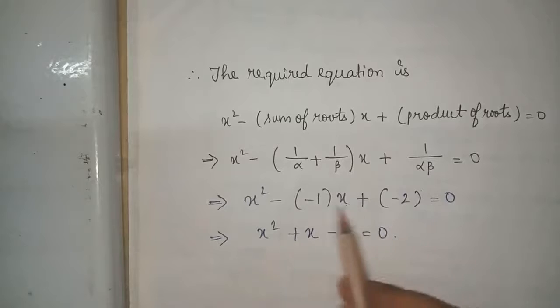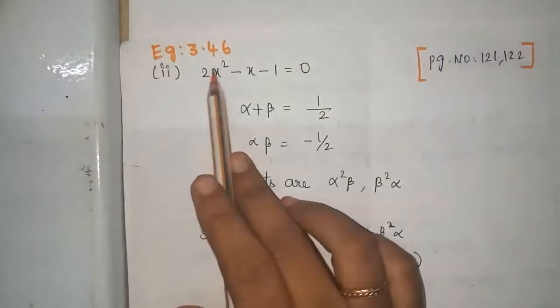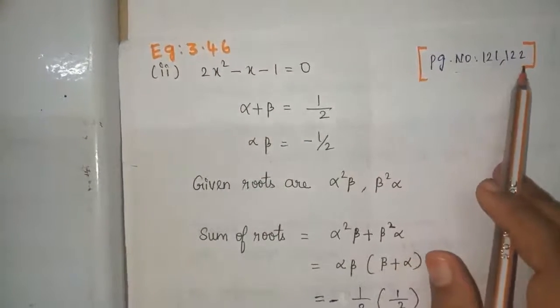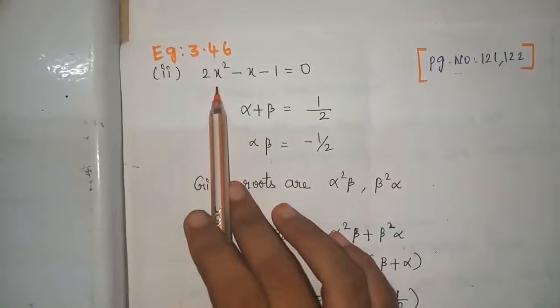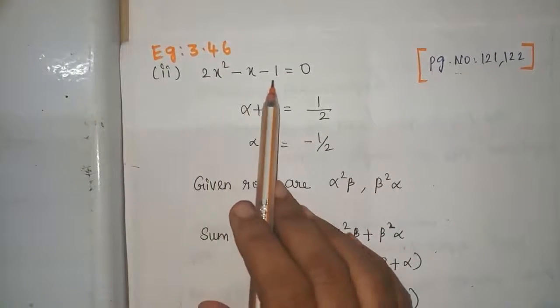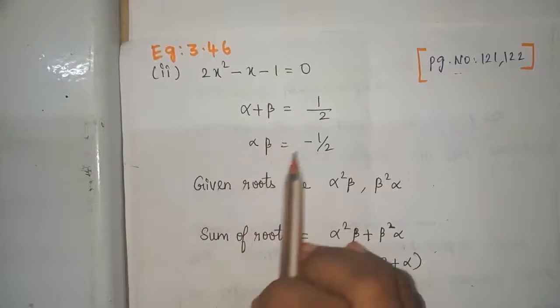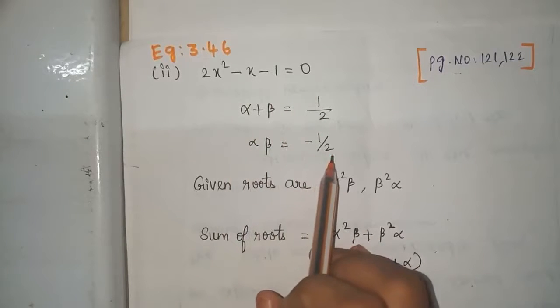So this is the required equation for the given roots 1 by alpha, 1 by beta. Example 3.46 second subdivision, which is in page number 121, 122. The given quadratic equation is 2x square minus x minus 1 is equal to 0. So alpha plus beta is equal to 1 by 2. Alpha beta is equal to minus 1 by 2.